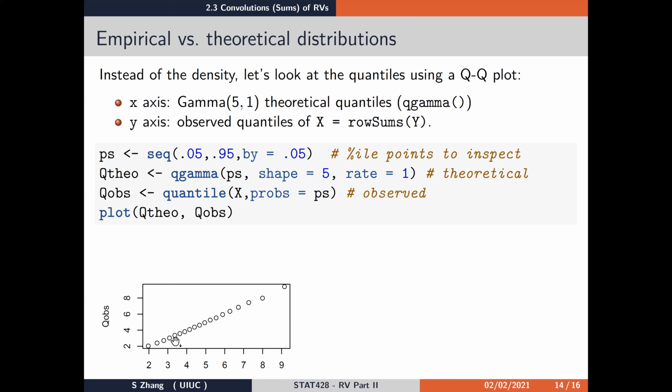So you can see that all of these points, each of them corresponding to each of the p's, approximately lie on a straight line of x equals y, meaning that the theoretical quantiles of each of these points is approximately equal to that of the observed ones, which is good, meaning that the two distributions seem to agree.